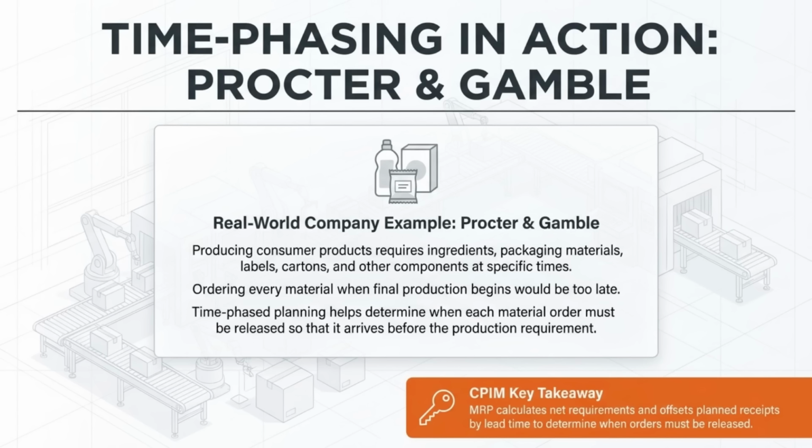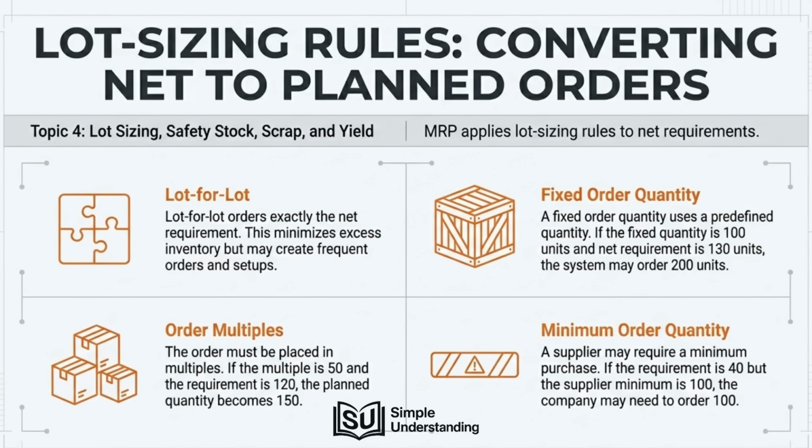Real-world company example, Procter & Gamble. Producing consumer products requires ingredients, packaging materials, labels, cartons, and other components at specific times. Ordering every material when final production begins would be too late. Time-phased planning helps determine when each material order must be released so that it arrives before the production requirement. CPIM key takeaway. MRP calculates net requirements and offsets planned receipts by lead time to determine when orders must be released.